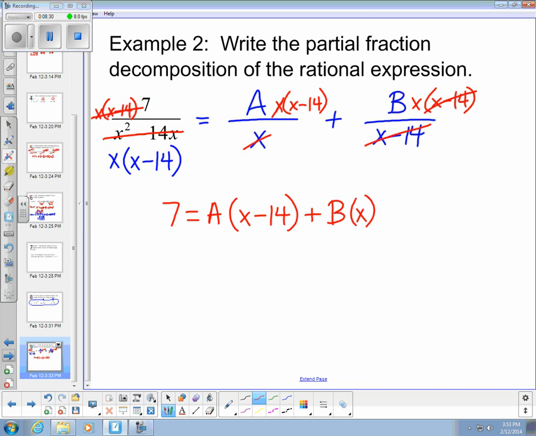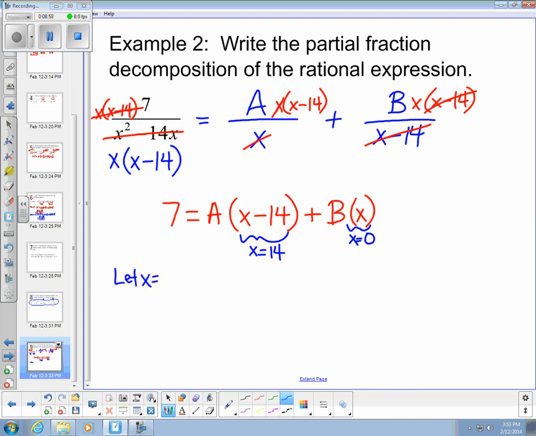Okay, now I've gotten rid of my fractions, but I still need to solve for a and b. So I'm going to use my convenient values. And the convenient values in this case would be 14, because x minus 14 equals 0 would give me an x equals 14. And over here by the b, I just have an x, so I'm going to let x equals 0 be the convenient value there.